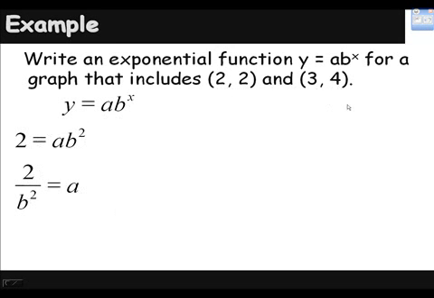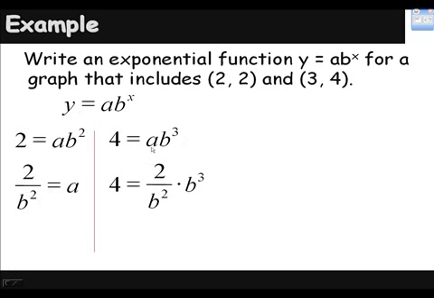So now let's switch over and use the point 3, 4. When x is 3, y is 4. We already know that a is 2 over b squared, so let's go ahead and put that in. 2 over b squared goes in place of a. If I have b to the third divided by b squared, I can just reduce those and get b. So now 4 equals 2b, therefore b has to be 2. And once I know b is 2, I can plug that back in over here and find out what a is.